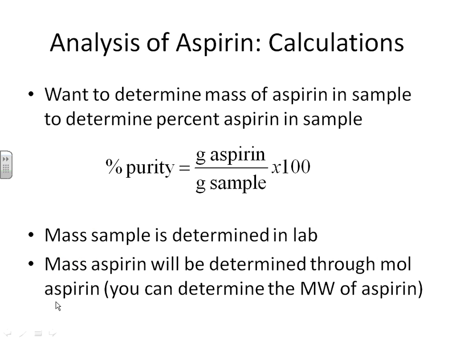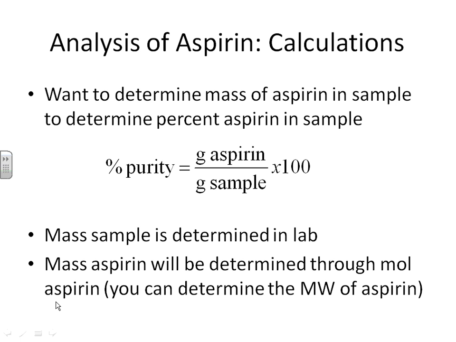The calculations for the analysis of aspirin really boil down to this. I'm looking for the percent purity in your aspirin sample, basically percent aspirin. It's very straightforward. It's like other things we've done this year. It's mass of aspirin divided by mass of the sample. The mass of the sample is going to be determined in the lab. It's based on the individual trials that you're doing.